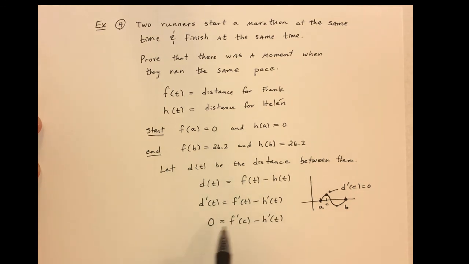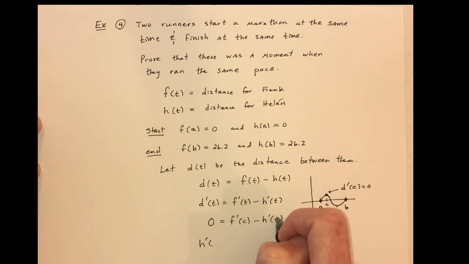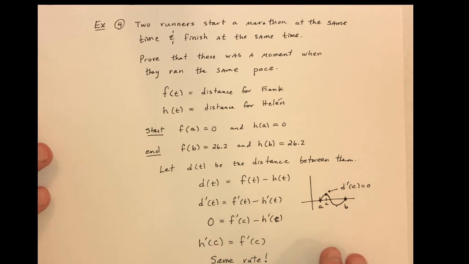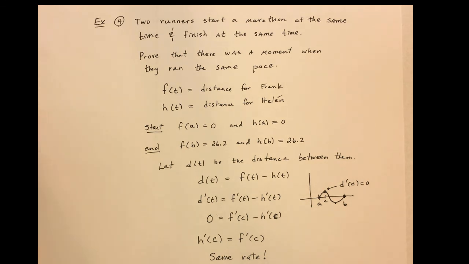And then simply take this one and add it to the other side. Oh, this is supposed to be the letter C. And so that means the derivative of H equals the derivative of F. And because derivative means how fast, that means that Helene's velocity equals Frank's velocity. So that means they were running at the same rate. All right, so that's section 4.2.